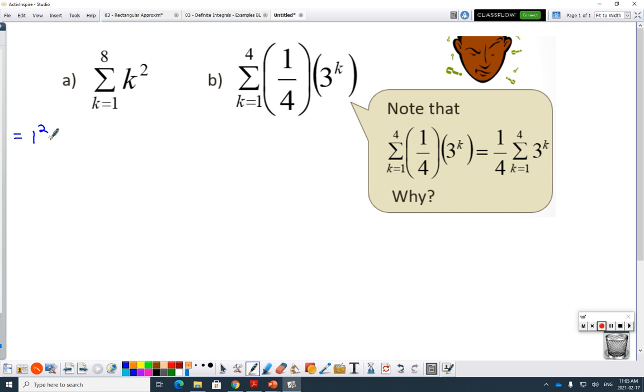Then I add to that, I take 2, the next highest k value, 1, 2, 3, 4, 5, 6. I sub 2 in, and I get 2 squared. And then I get 3 squared, and then 4 squared, 5 squared. How do I know when to stop here? What's the last k value I sub in? 8. So it tells you. These are called the limits of summation. They say from here up to here, just keep subbing and adding, subbing and adding.